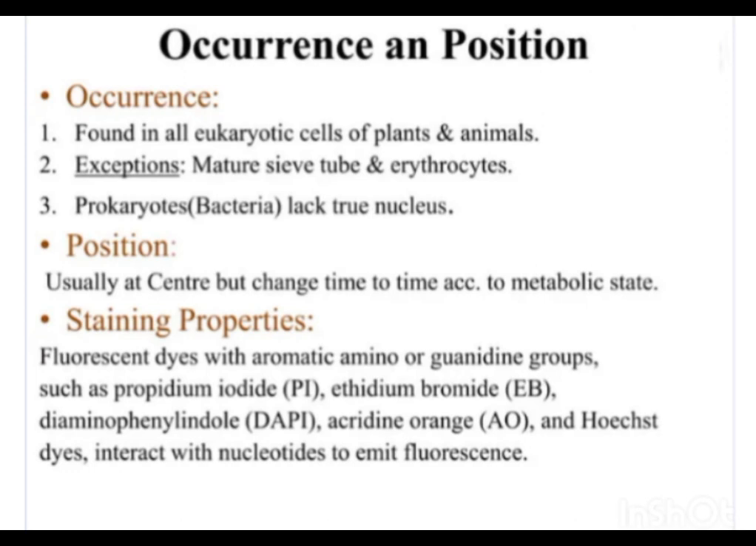Staining properties. Fluorescent dyes with aromatic amino or guanidine groups, such as propidium iodide, ethidium bromide, diaminophenyl indole, acridine orange and Hoechst dyes, interact with nucleotides to emit fluorescence.